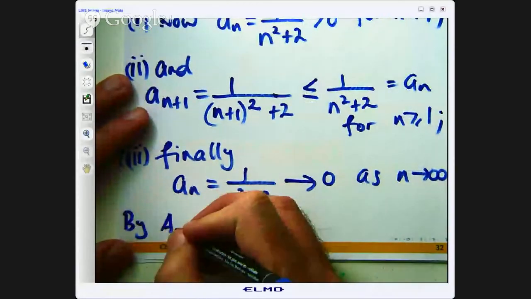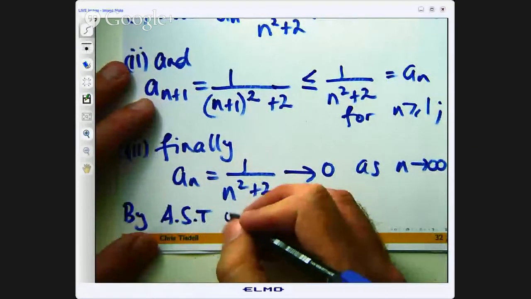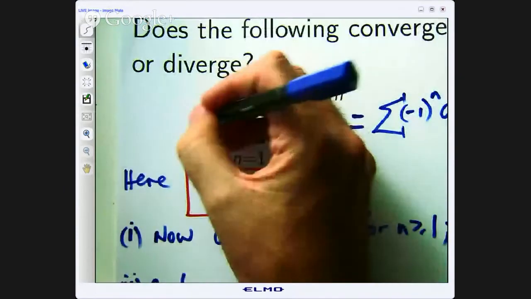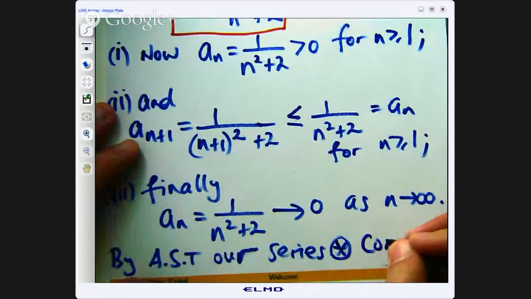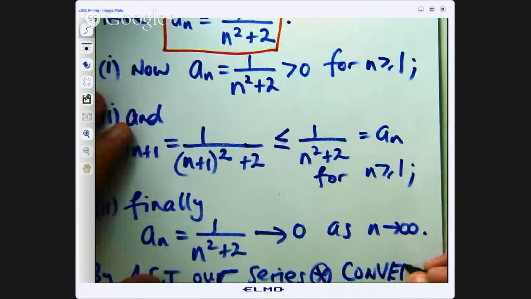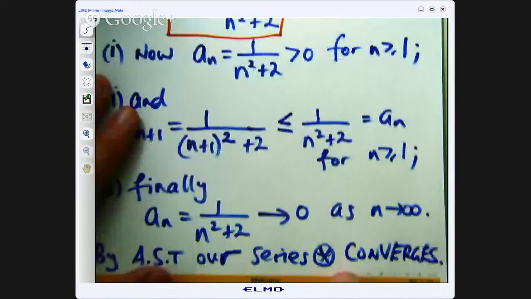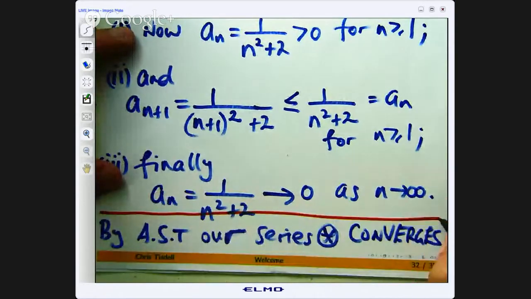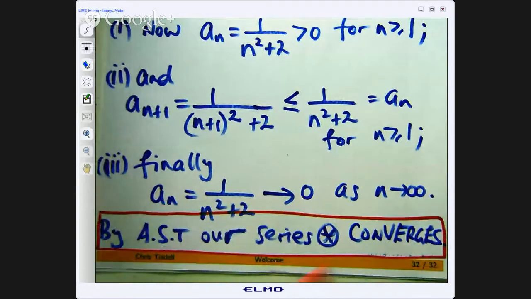Because the 3 parts or conditions are satisfied, we can conclude that the series converges. So let's make that conclusion. By the AST, alternating series test, our series, let's call it, you guessed it, star, converges. Let me box that up to make sure it's nice and clear. So we've made our conclusion. And there you have it.